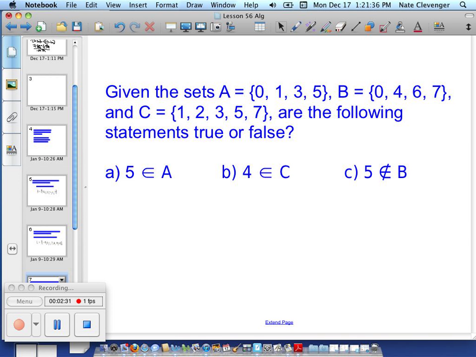Yes, Ethan? Aren't E's always sideways? Huh? I'm sorry, I'm going to say it differently. The curved E. The strange looking E.